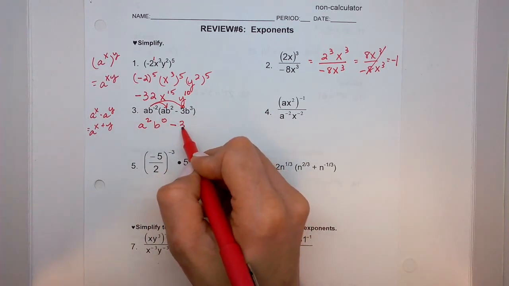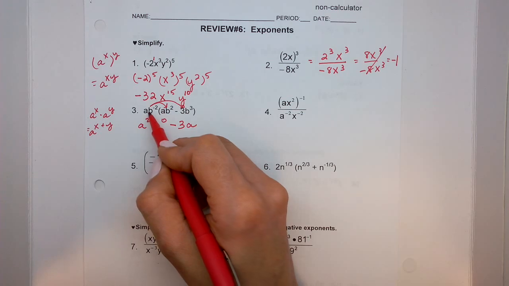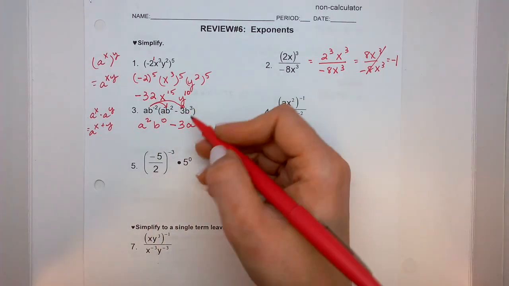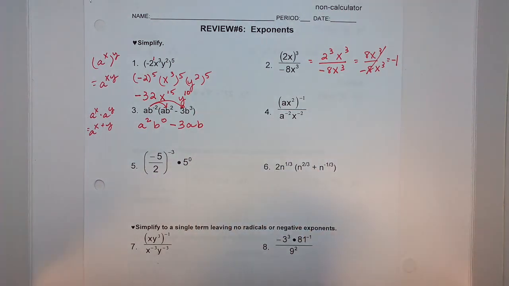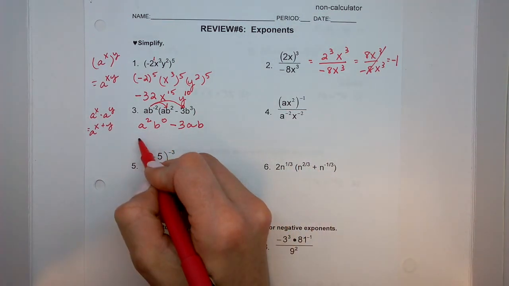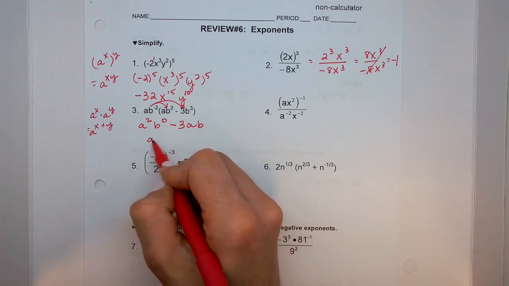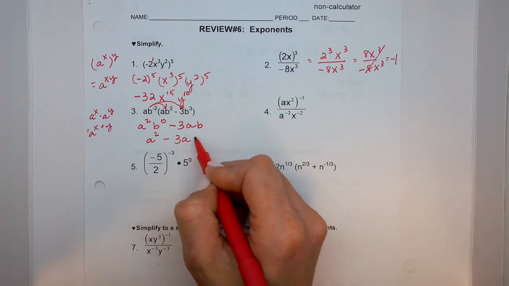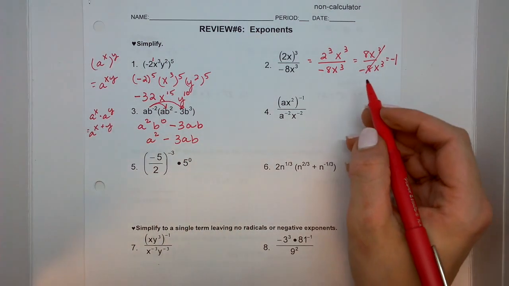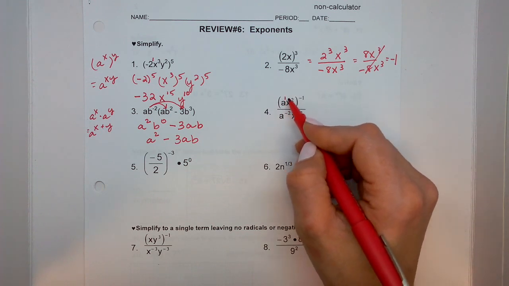1 times 3 is 3. a times 1 is a. b to the negative 2 times b cubed, we add the exponents. So negative 2 plus 3 is just 1. So the only thing I can do here is change b to the 0 to 1. So a squared times 1 is just a squared. Bring down minus 3ab.